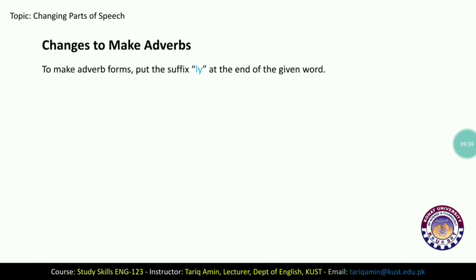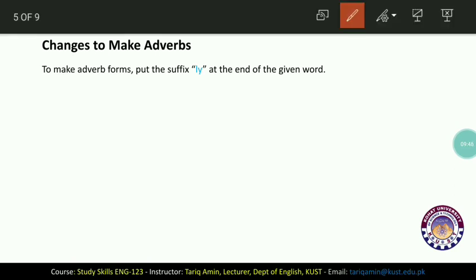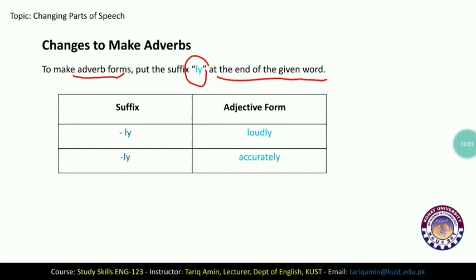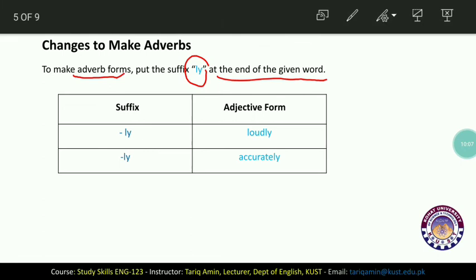Now we can also change different words into adverbs. To make adverb forms, put the suffix ly at the end of the given word. We can add ly to the end of different words in order to make adverb forms. For example, these are all suffix ly.